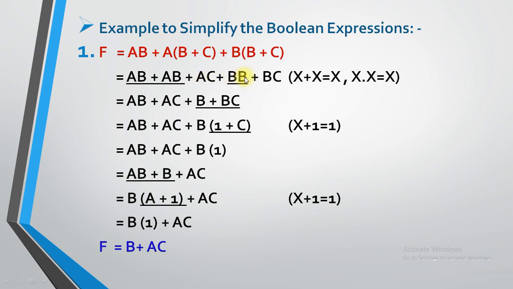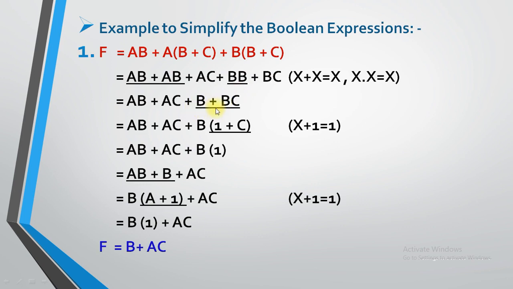Now 2 times bb is there. bb means x into x. There is an absence of operator in between bb. Right? So x into x returns x. So instead of b into b, we need to write only b 1 time. And the bc term, keep it as it is.